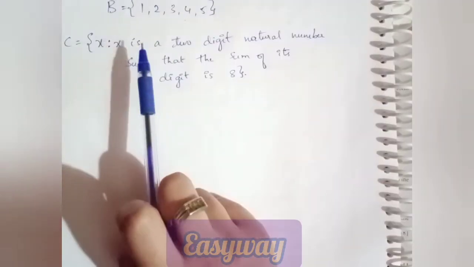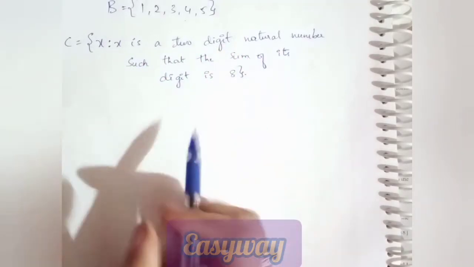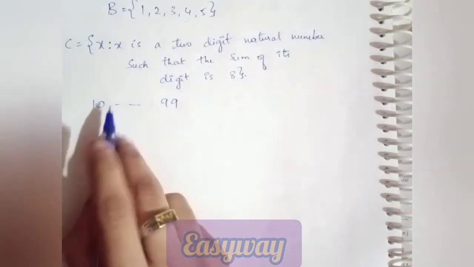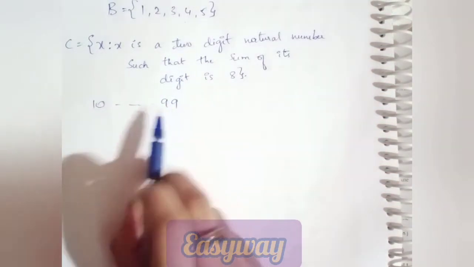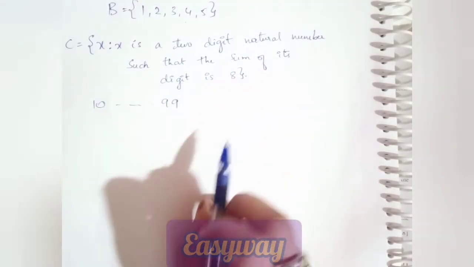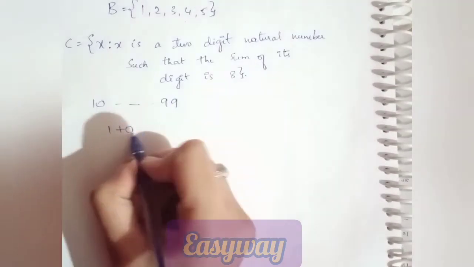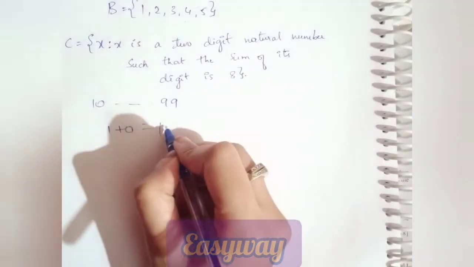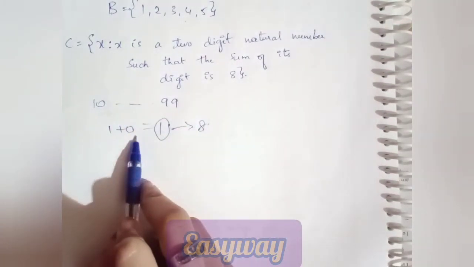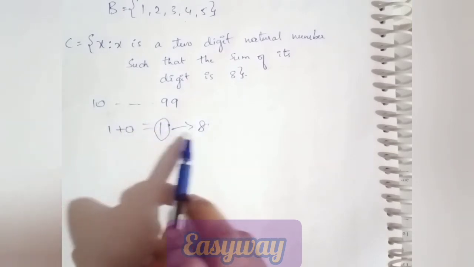Now see what they have given. x is a two digit natural number, that is from 10 to 99, right? A two digit natural number such that the sum of its digits is 8. If we do 1 plus 0, that is 10, we will get 1. We have to get 8 here. So which two digit numbers, if we do the sum of digits, give us 8?